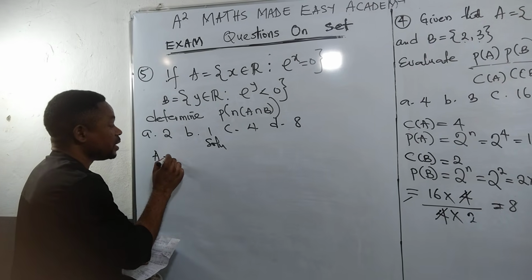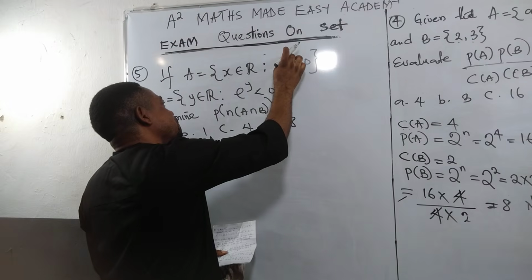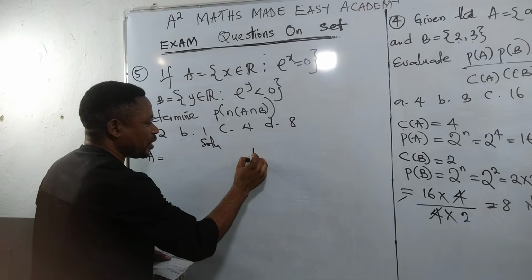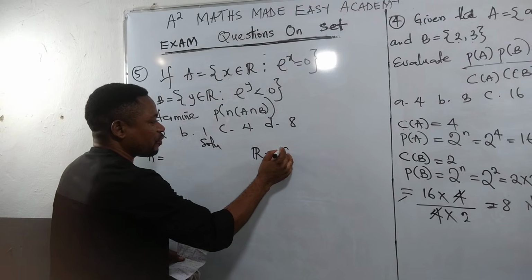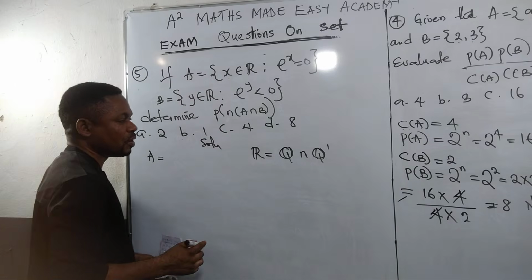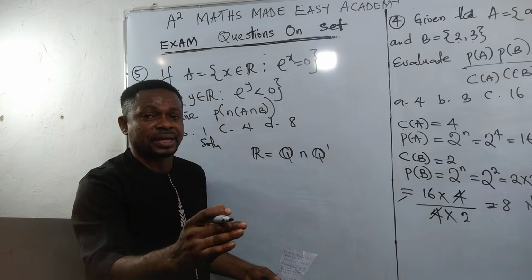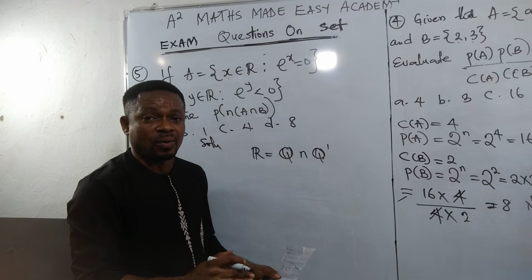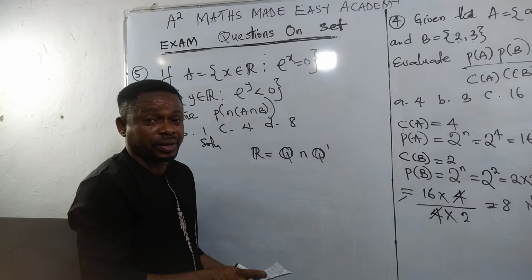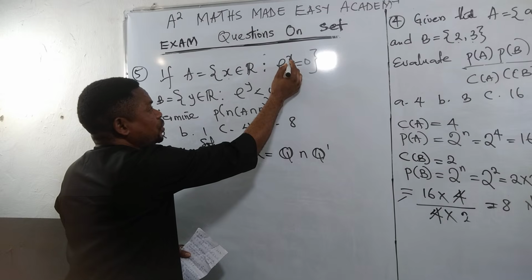Now look at set A. Set A says x is a member of the real numbers such that exponential x is 0. The question is, what is the meaning of real number? Real numbers are the set of rational numbers and irrational numbers. Are you with me now? So it can be negative, it can be a fraction, it can be a decimal, it can also be a natural number. The combination of all this produces what we call a real number.